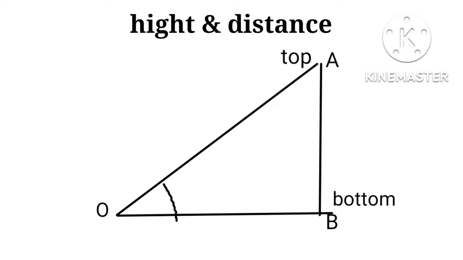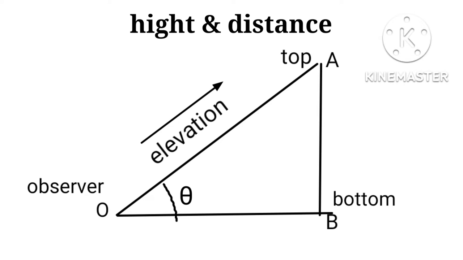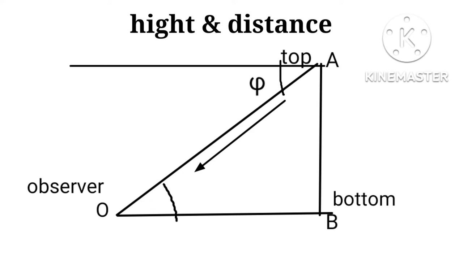Before we go to height and distances, we should try to learn some technical terms. Let A be the top of a building and B the bottom. Let O be an observer watching the top of building A. Then theta is the angle of elevation. When we watch from top A downwards at O, phi is the angle of depression.